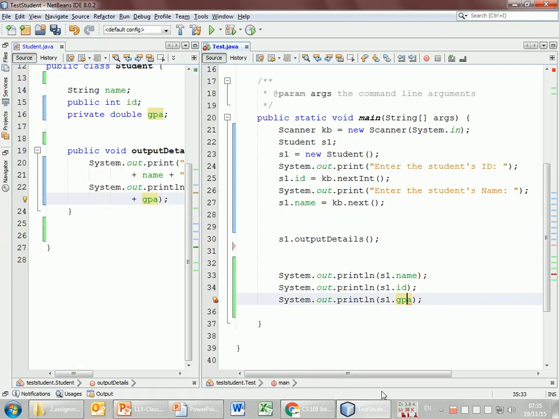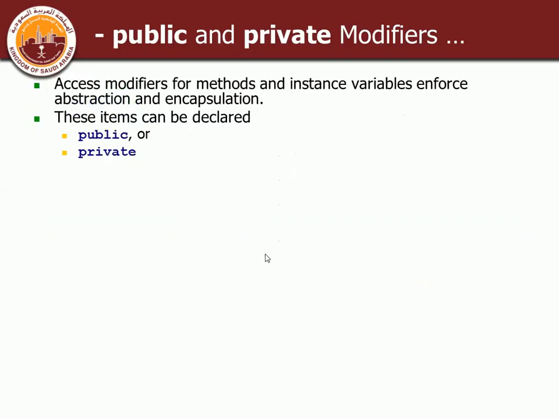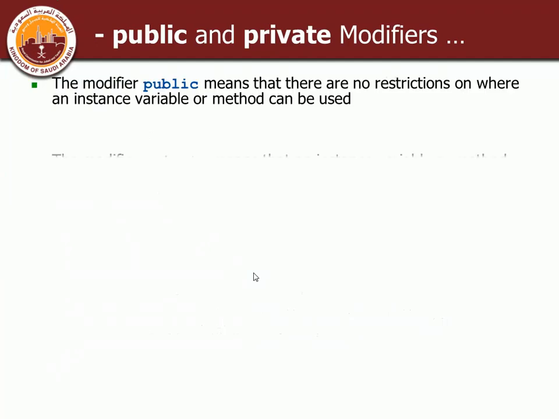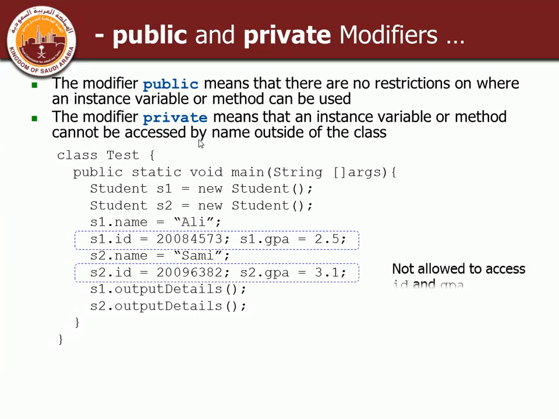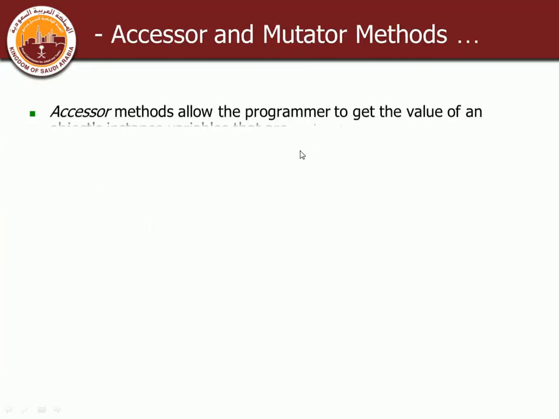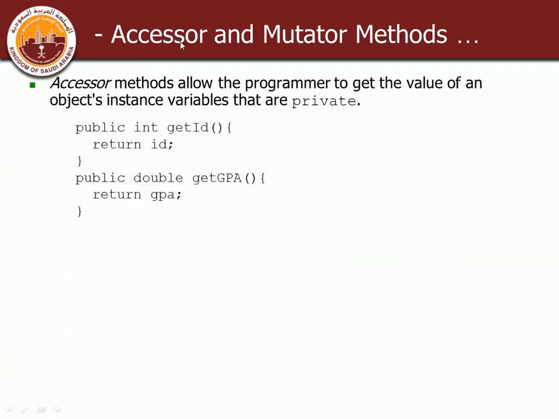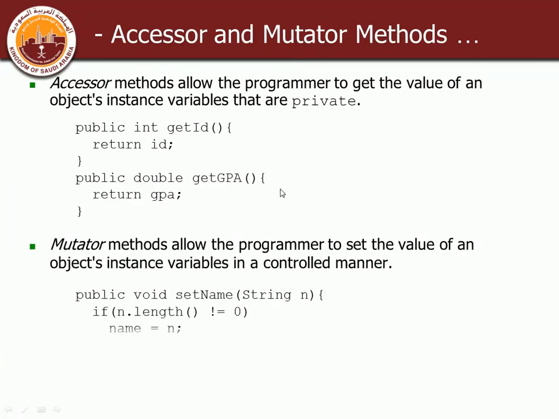Okay? So how to do that? This is something that we call accessors and mutators. So what are these accessors and mutators? If I'd like to control a variable, if I would like to be able to read the content of the variable or to change the content of a variable, I have to make it private first. And then I will add a method for each action that I would like to do.